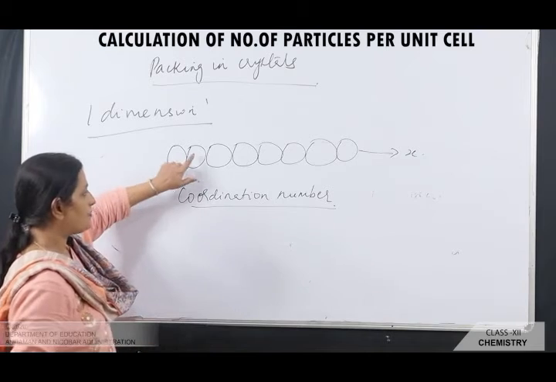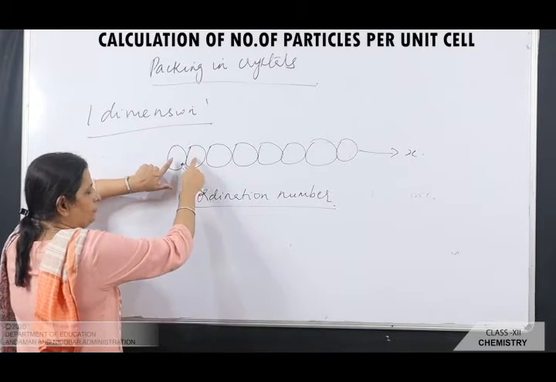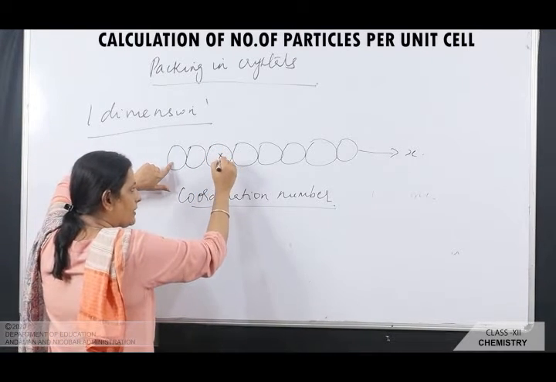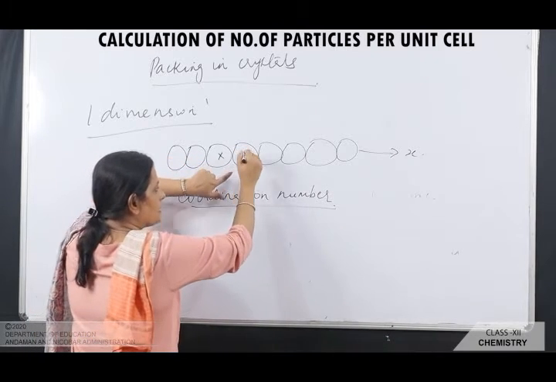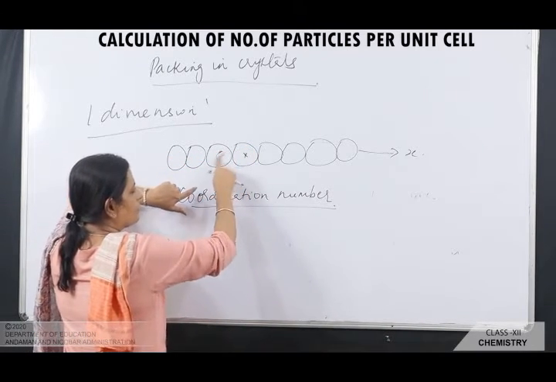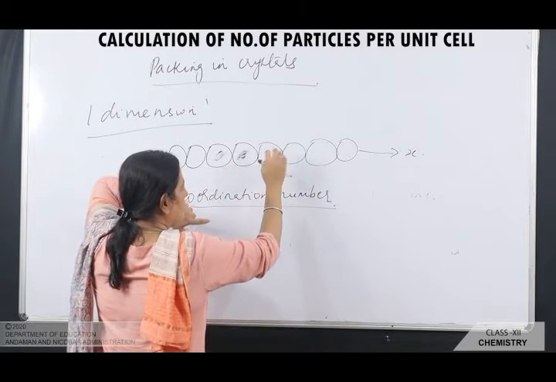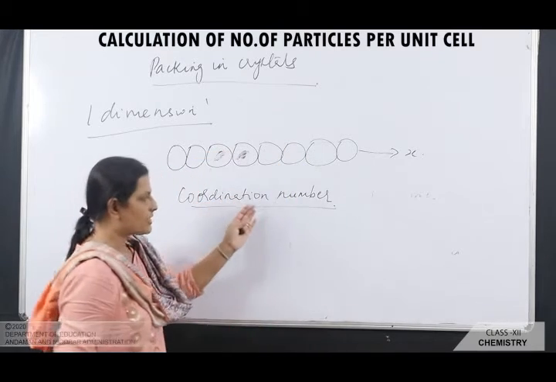Now you just take a sphere itself. It is in contact with how many spheres? One on the left side and the other on the right side. Now again, if you take this sphere, it's also in contact with how many spheres? 2 spheres. If you take this sphere also, it's in contact with 2 spheres. Now if you take this sphere, it is also in contact with 2 spheres. So what is coordination number?